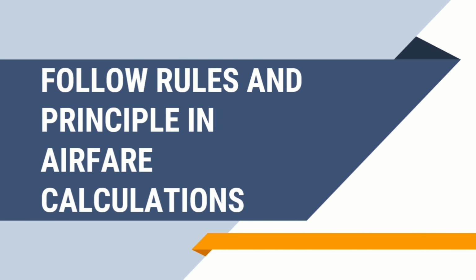follow rules and principles in airfare calculations. The amount to be charged for any air journey is dependent on the type of journey to be undertaken. For example, a passenger who boards an aircraft at point A, flies direct non-stop to point B and disembarks will be charged the corresponding published fare for the trip.